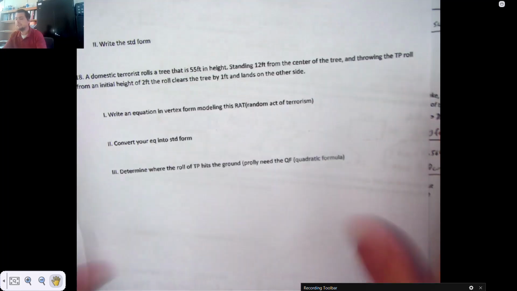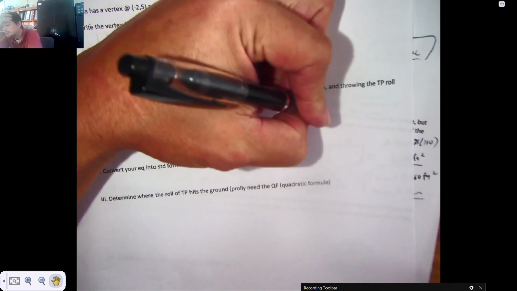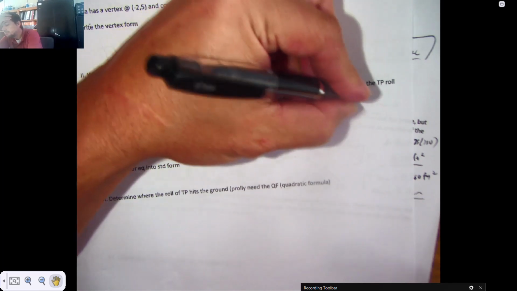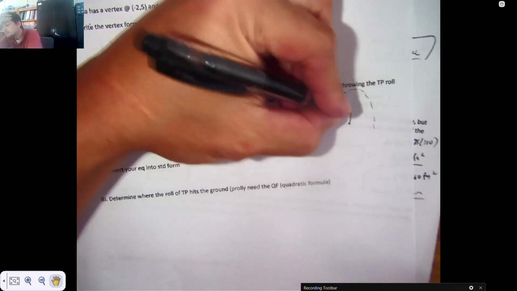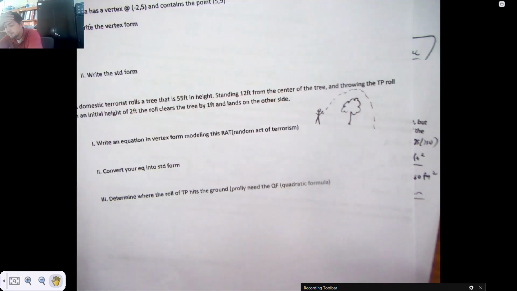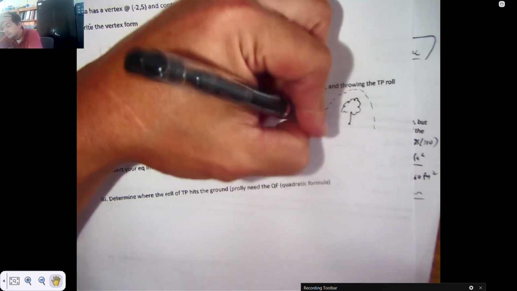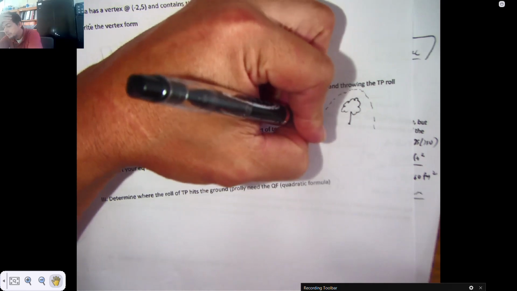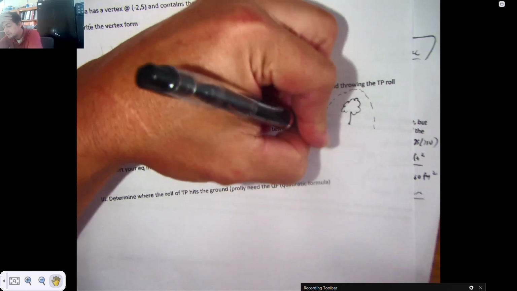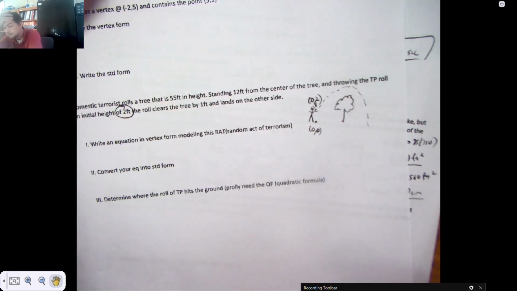All right. So you're the domestic terrorist. This is you on Halloween night. You're throwing a roll of toilet paper over a tree. You are 12 feet away. Now we're going to put your roll of toilet paper right here at the origin, 0, 0. And the roll of toilet paper is 2 feet high, so it's at 0, 2. That's where the toilet paper is.